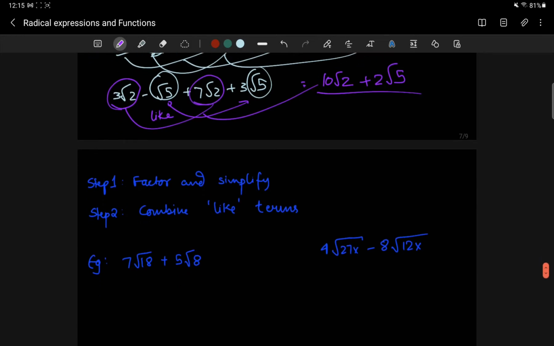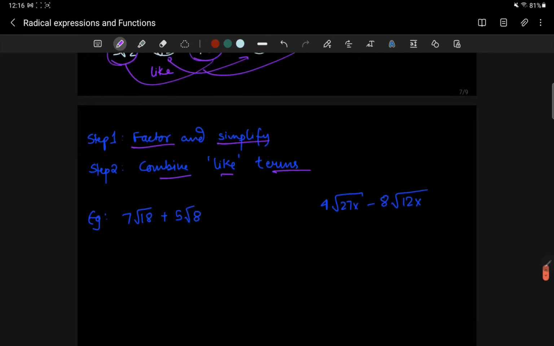So the steps that you would want to follow are to factor and write in the simplest form, and then you combine the like terms. So factoring is important. For example, here, just by looking at root 18 and root 8, I cannot say that these are not like terms, right? So I have to factor 18.